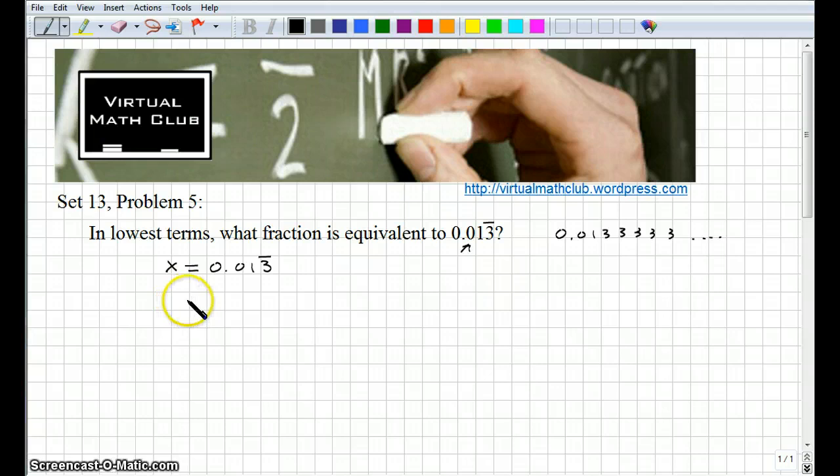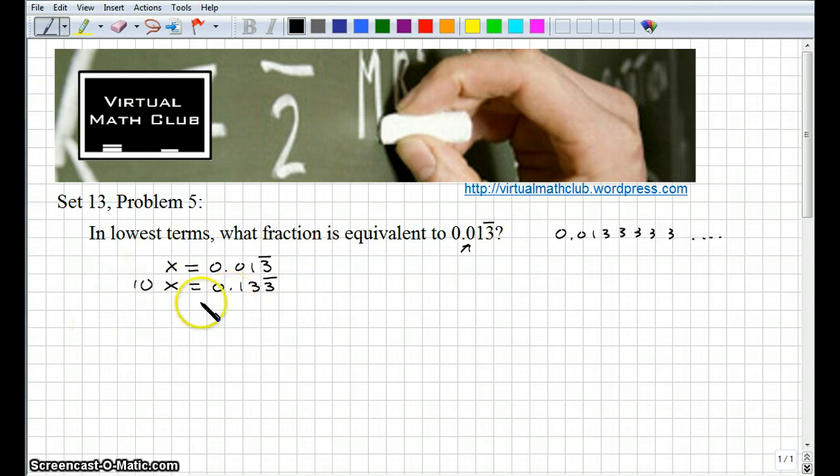Now what I'm going to do is multiply this so that I can shift the decimal a little bit. So I want to take 10x. 10 times x would be 0.13 with the 3 repeating, right? So that's the trick. Or at least that's the start of the trick. If you want to stop here and see if you can work on it some more, you can. Otherwise, I'm going to go ahead and solve this.